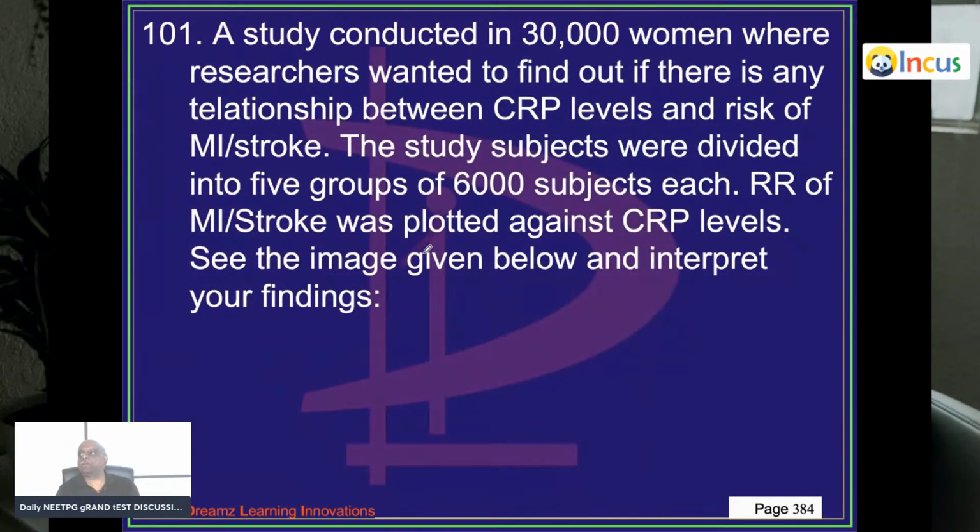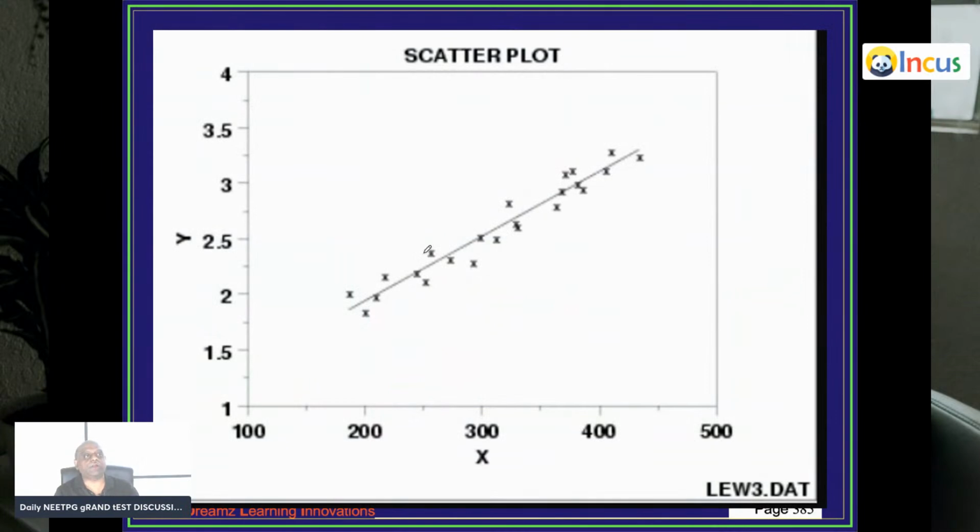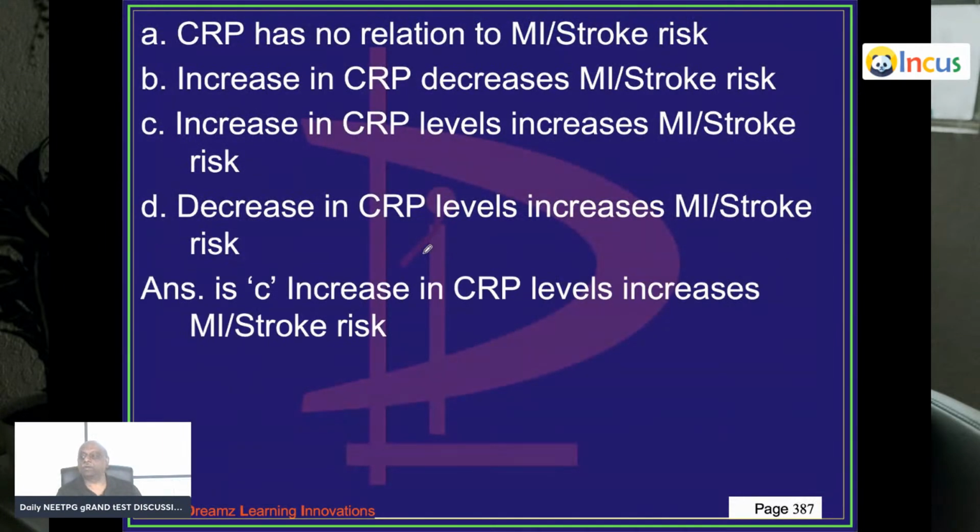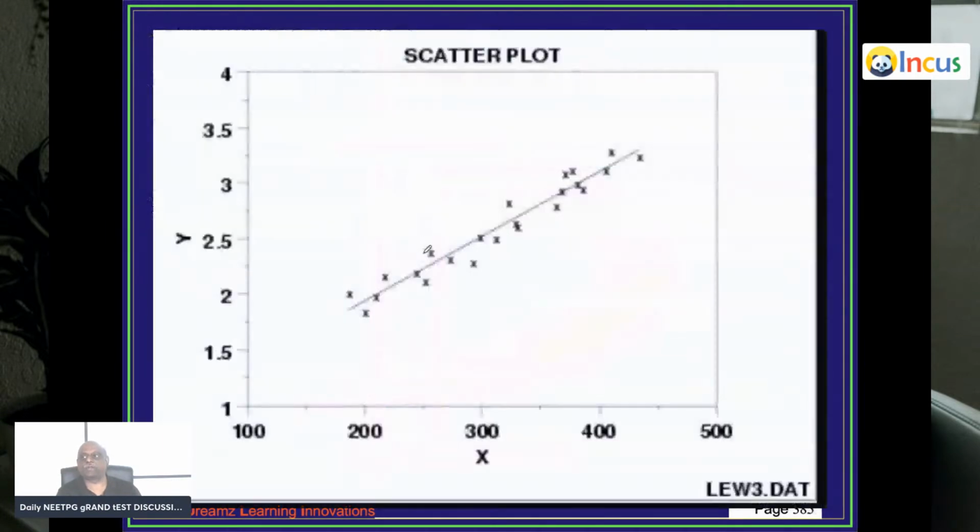A study was conducted on 30,000 women where researchers found that there is a relation between C-reactive protein and stroke. What is this called? Positive correlation. Right? I am reading, my roommate is reading. I am reading more, my roommate is reading more. That is positive correlation. I am reading, that stupid fellow is crying that I am reading. That is negative correlation. So an increase in CRP with an increase in stroke is positive correlation.